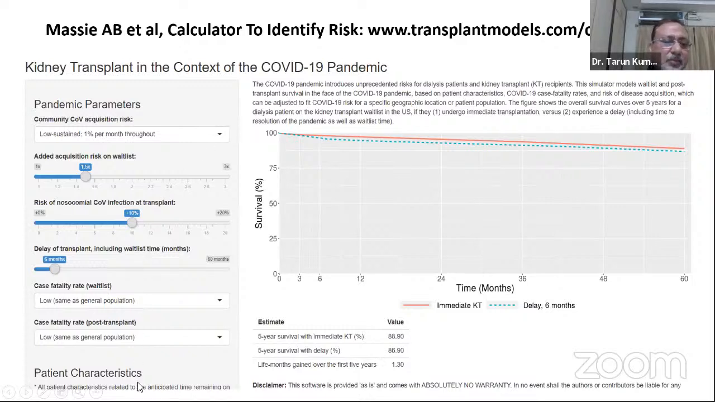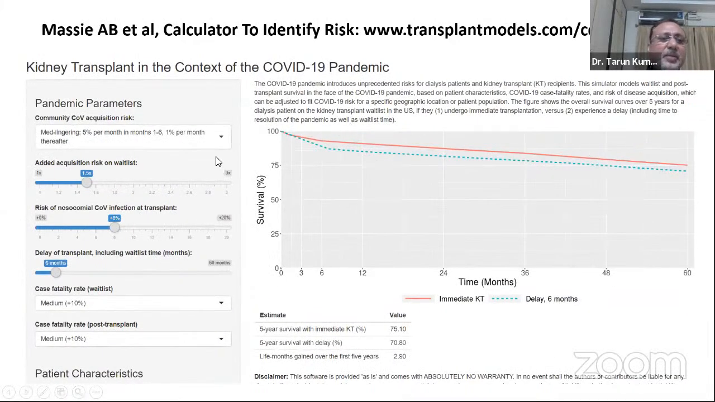And then we see the other parameters. We will see that the 5 year survival in this model is 88% versus 86%. So kidney transplantation is better than staying on dialysis. Immediate kidney transplantation is depicted in this red line, and the dotted light blue line is staying on dialysis. Going for transplantation has an advantage for survival.